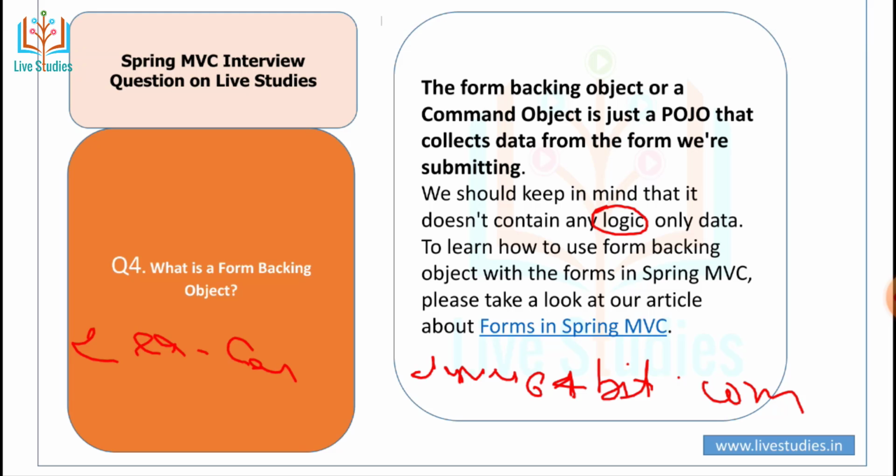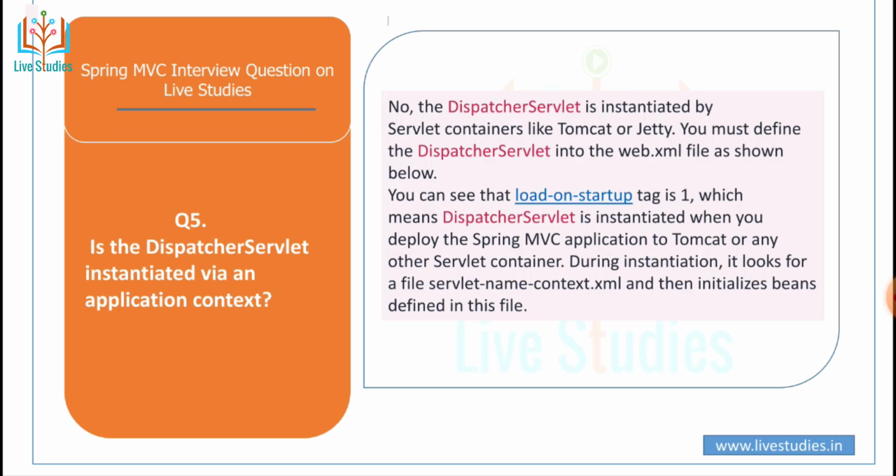Okay, move to another question. Another question is, does the dispatcher servlet instantiate the view application context? No, never. The dispatcher servlet is instantiated by servlet containers like Tomcat or Jetty. You must define the dispatcher servlet in the web.xml file as shown below.